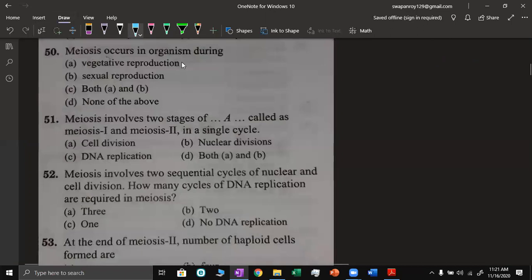Okay, meiosis occurs in the organism during vegetative reproduction, sexual reproduction, both A and B, or none of the above. Which one? Meiosis occurs in organisms during sexual reproduction. Because the vegetative reproduction is carried out by mitosis cell division, in vegetative reproduction the genetic character of the offspring is not changed. It forms the clone. So meiosis occurs during sexual reproduction.